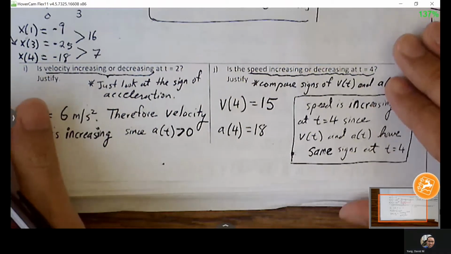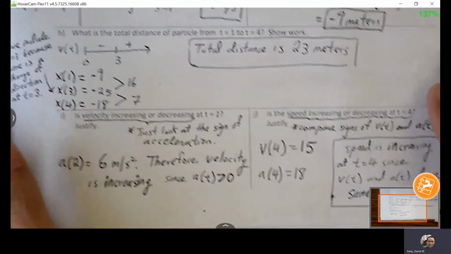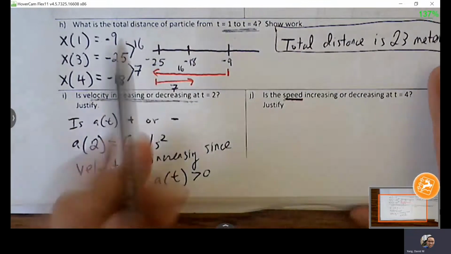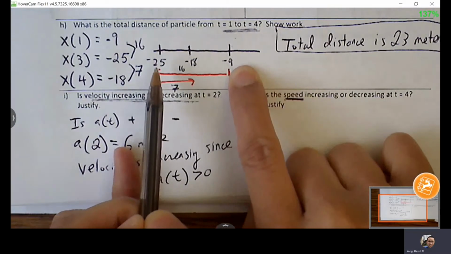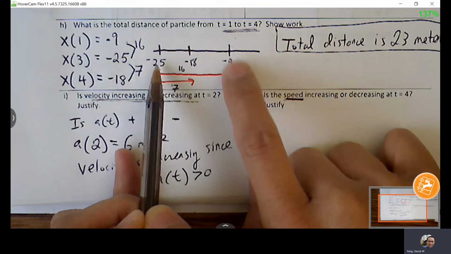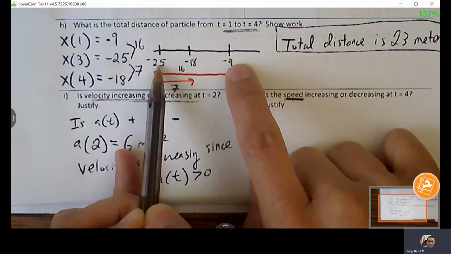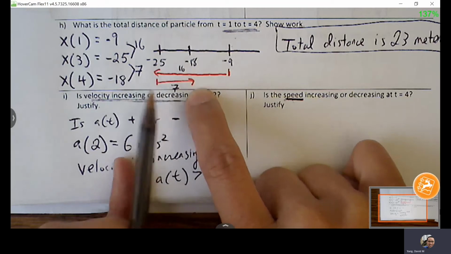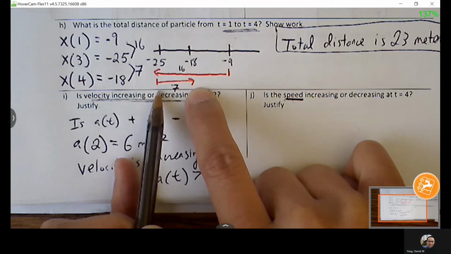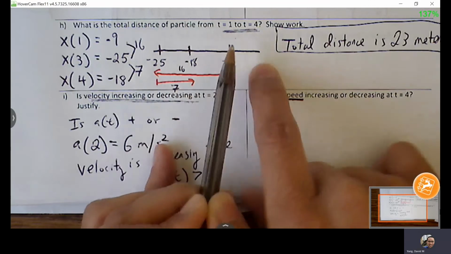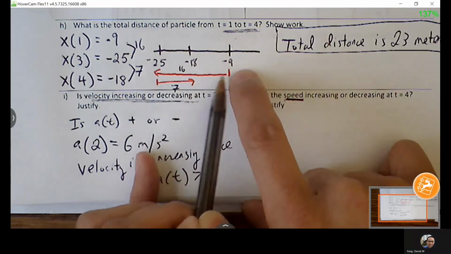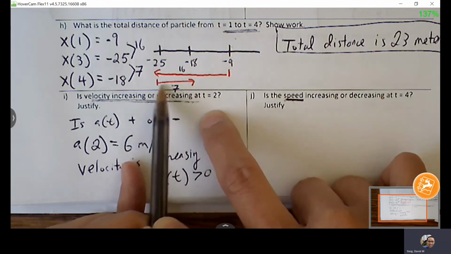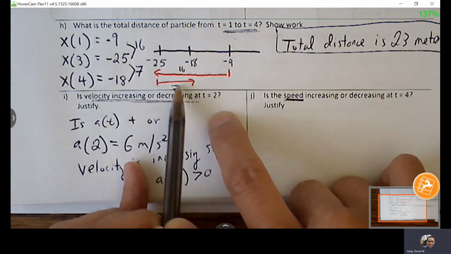Which problem? So for H, I'm just subtracting the distance between these two. So negative 25 minus negative 9 is going to be a distance of 16. And then negative 25 minus negative 18, that's a distance of 7. So I'm going from here to here, which is going to cover 16 units. And I'm going to go from negative 25 to negative 18, so I'm going to walk backwards 7 units. So 16 plus 7 is 23.